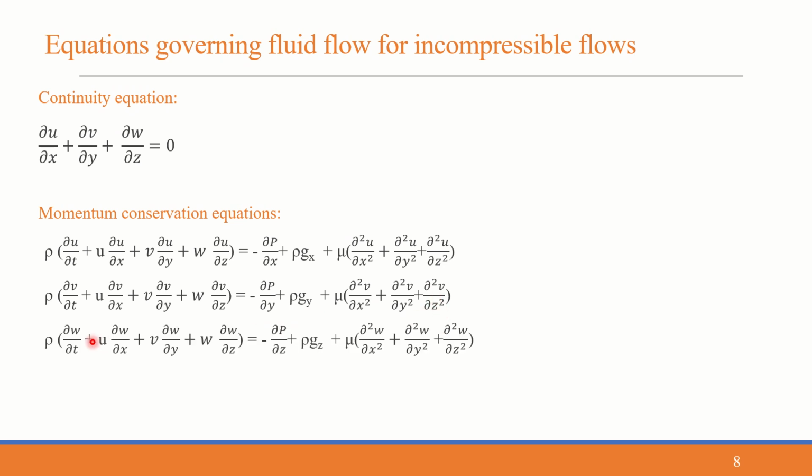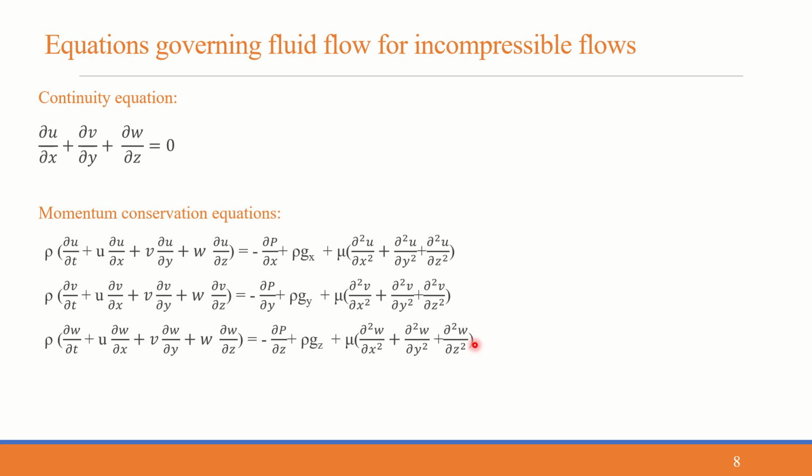And finally the z direction momentum conservation equation, which appears as this: rho into dou w by dou t plus u into dou w by dou x plus v into dou w by dou y plus w into dou w by dou z equal to minus dou p by dou z plus rho gz plus mu into dou square w by dou x square plus dou square w by dou y square plus dou square w by dou z square.